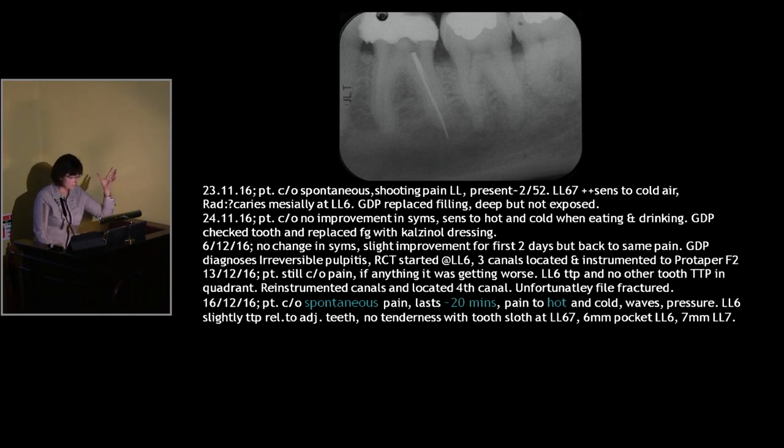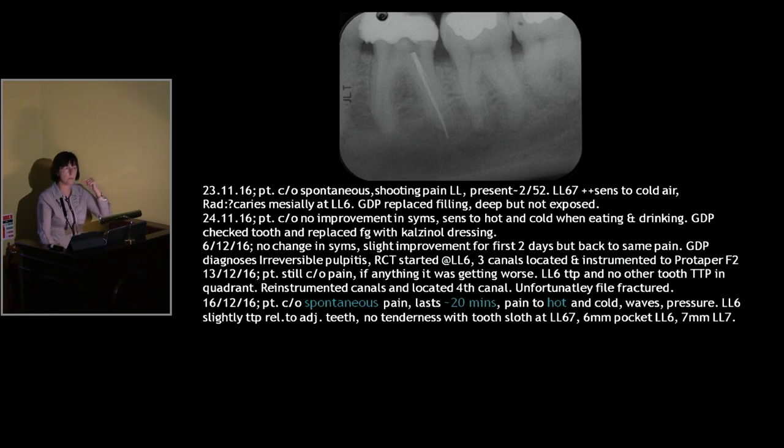When you examine him, the lower left 6 is slightly tender to percussion relative to the adjacent teeth, but he's had 4 interventions at this site in 3 weeks. No other tenderness could be elicited with the Tooth Slooth at the lower left 6 or the lower left 7. There's a 6mm pocket on the 6, there's a 7mm pocket on the 7. What do I do? I actually follow the patient's instructions.